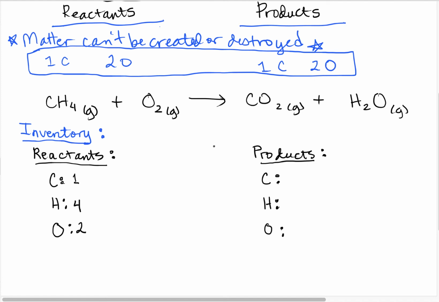And then over on the right-hand side, I have 1 carbon. I have 2 oxygens here and 1 oxygen here, so that makes a total of 3. And then I have 2 hydrogens right here.